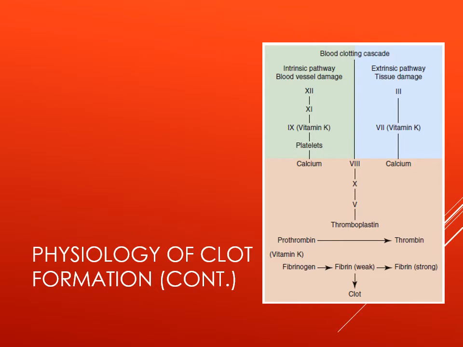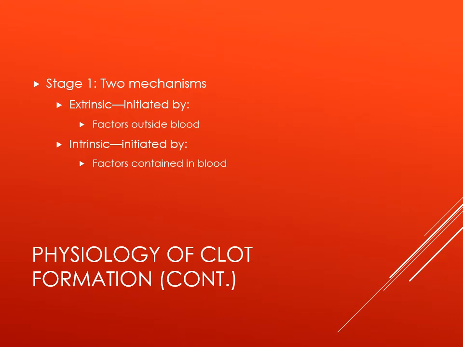The blood clotting cascade can happen in a couple different ways. This picture is also in your book if you want to look at it closer. There's either the intrinsic pathway or the extrinsic pathway, which we'll talk about both of these in a little bit more detail coming up. Stage 1 of clot formation can happen by two mechanisms. Extrinsic, which is initiated by factors outside of the blood, or intrinsic, which is initiated by factors contained in blood. Both of these are going to form thromboplastin.